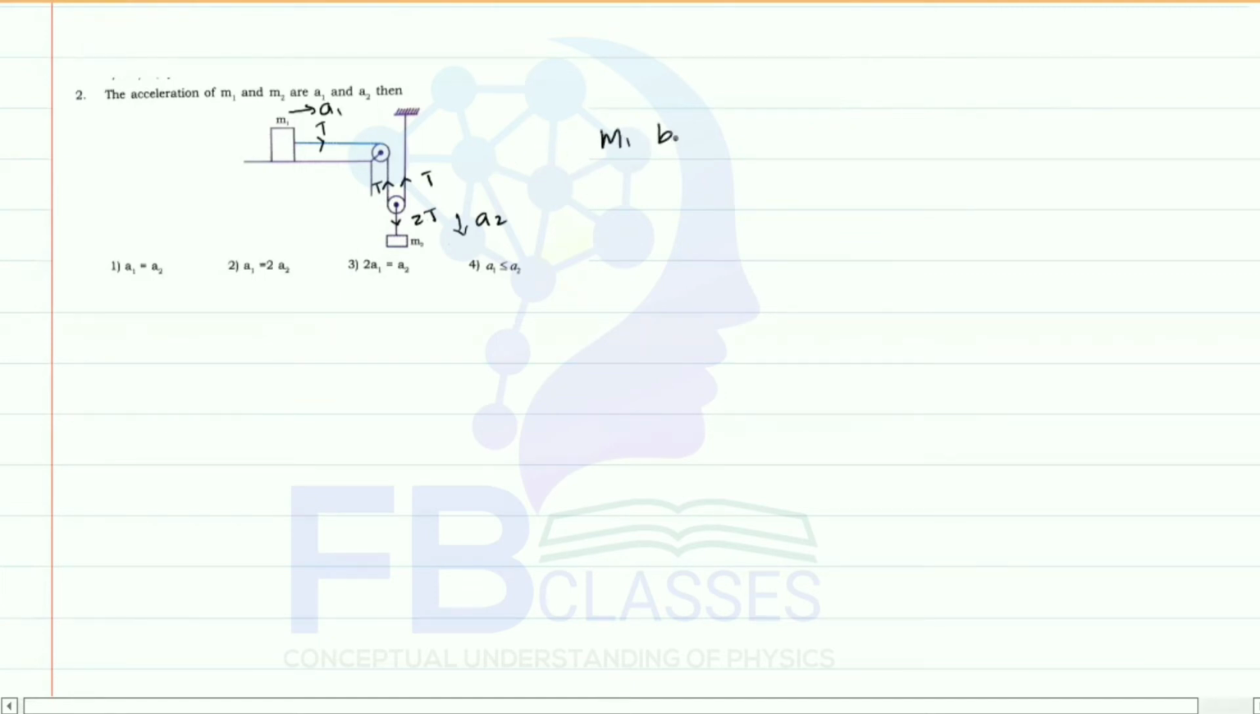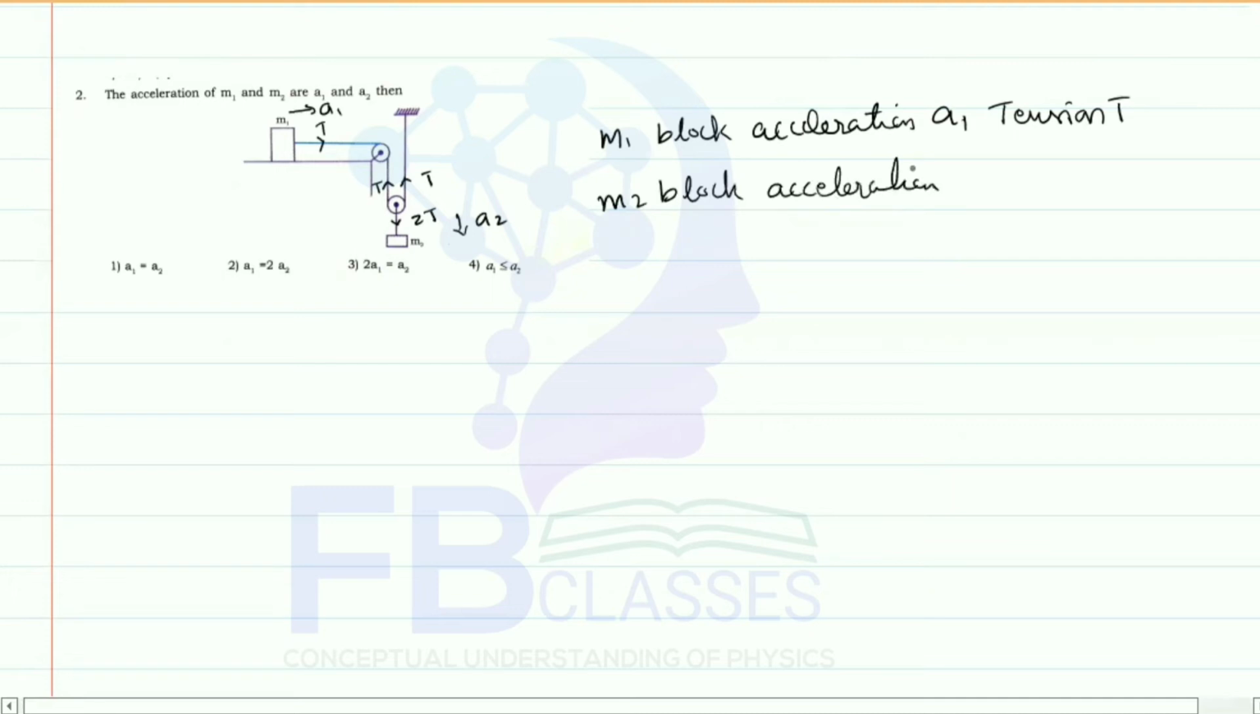Now the m1 block: acceleration is a1 and the tension I took as T. Yes or no? So it becomes T. In the same manner, for the m2 block, acceleration is a2 and the tension on the m2 block becomes 2T.